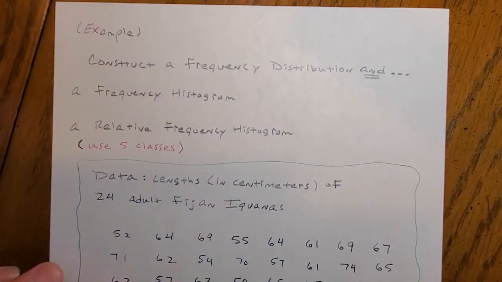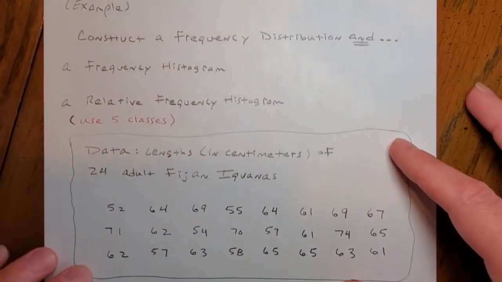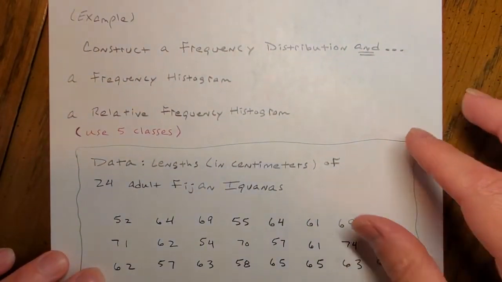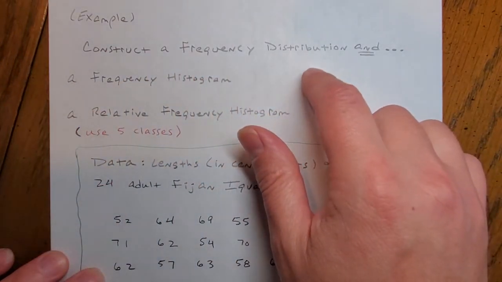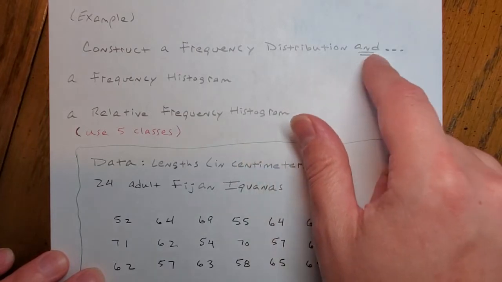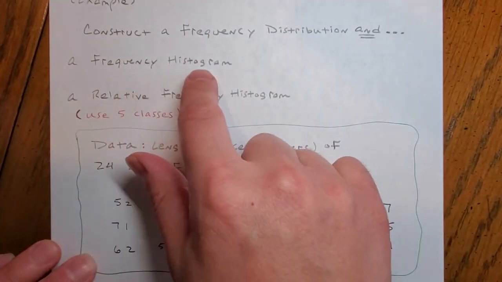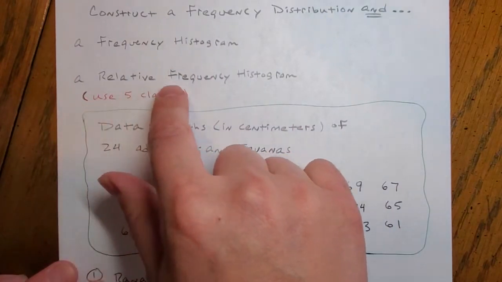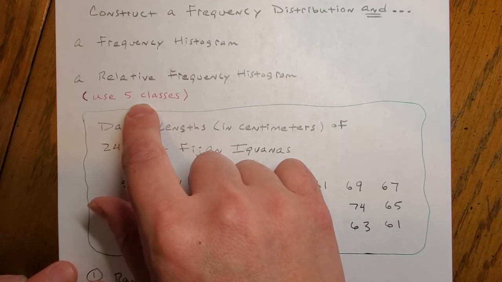Let's take this. Now remember, we start with raw data most of the time, okay? And so I would like to construct a frequency distribution. Okay, so that's something we learned in the last video. And based upon that, a frequency histogram and a relative frequency histogram. And we'll use 5 classes, okay?